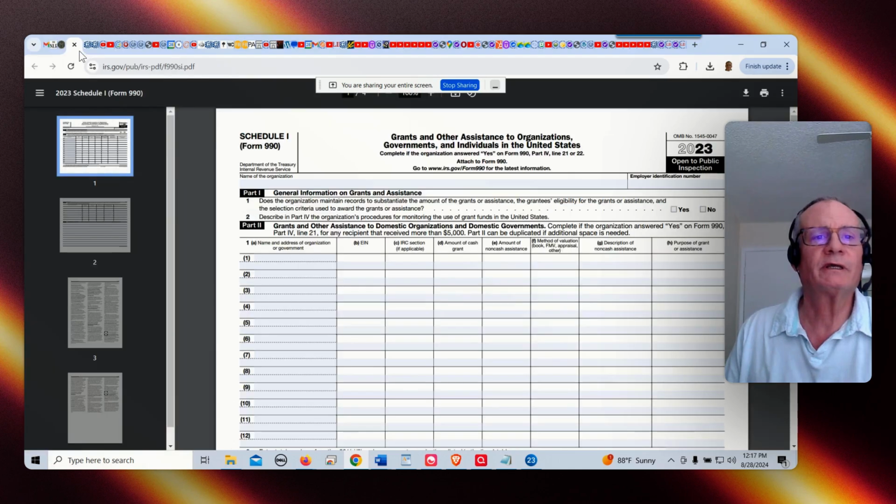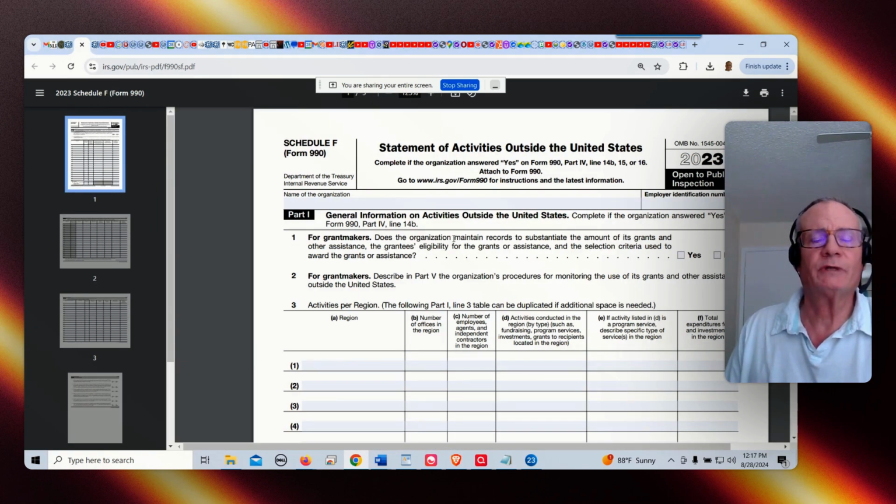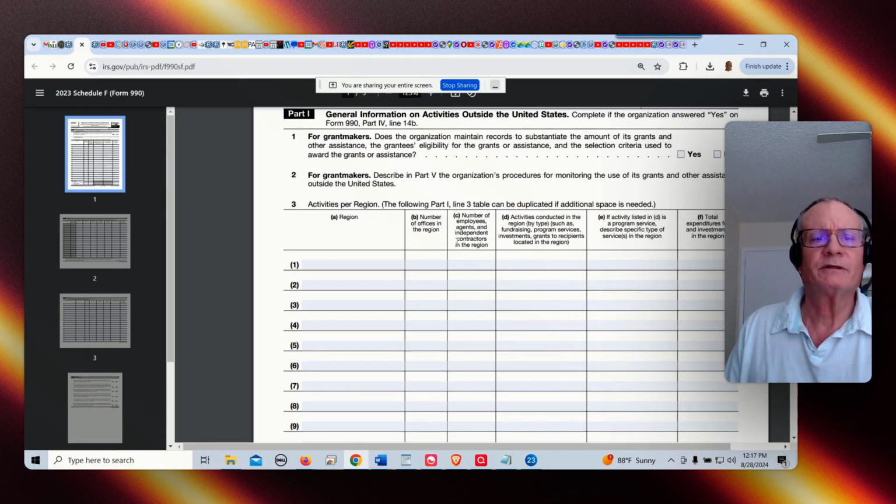So if we take a quick look here, we'll take a look at Schedule F. That's for reporting foreign grants. All right, you can see that in this first section, it's just reported by region. So you would just report, say, any grants made to organizations in the Middle East. You would put the Middle East here, the number of offices you have in the region, and the total expenditures.